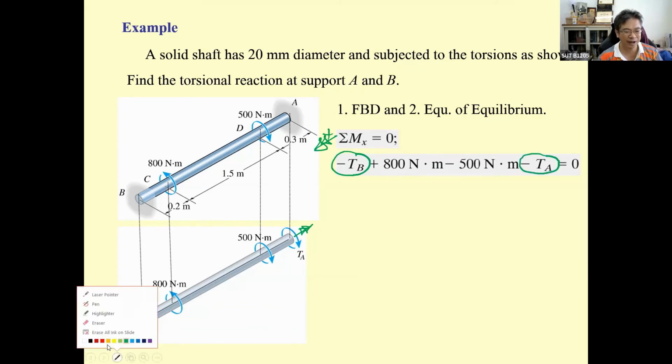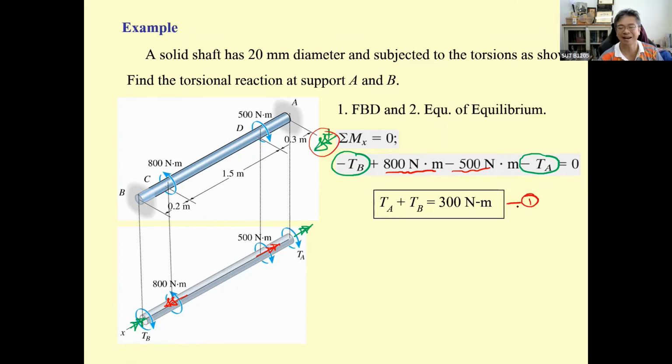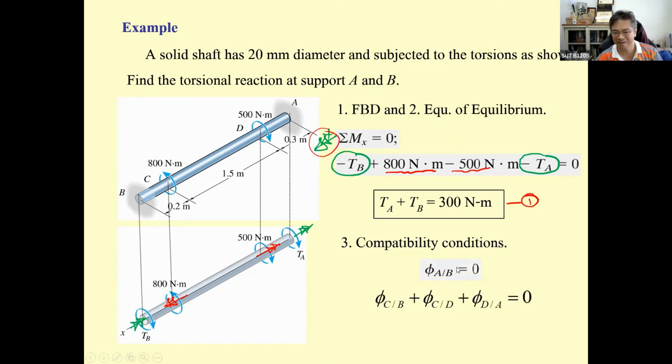And since you put this one in positive, T sub B is negative, T sub A is negative. And then you take a look at this one. The 500 is negative. The 800, no, it's going to be positive, following this direction. That's going to be a little bit harder, okay? And then you do the summation. This is going to be the first equation.